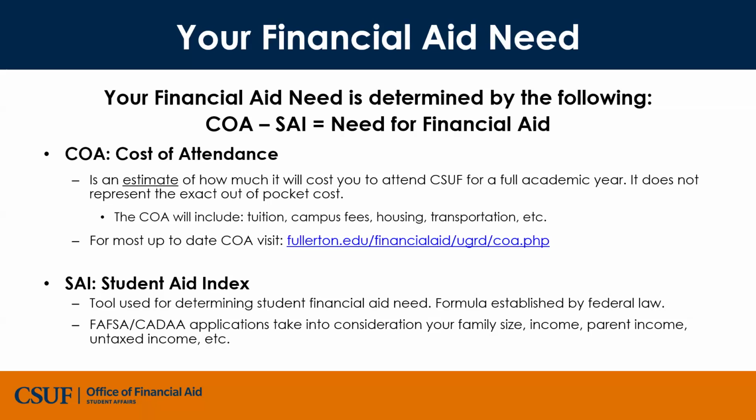So what is COA? COA is cost of attendance. It's an estimate of how much it would cost for you to attend Cal State Fullerton for a full academic year. But it does not represent the exact out-of-pocket charge. The COA includes tuition, campus fees, housing, and transportation, etc. For the most up-to-date COA, please visit the link posted on our screen.